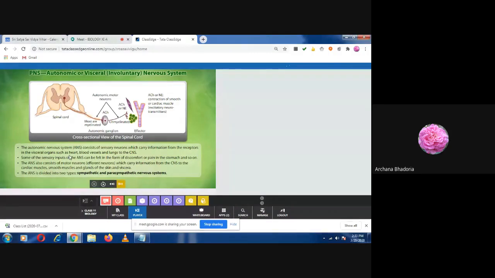And what are the visceral organs? The heart, the blood vessels, and the lungs, and different parts of the alimentary canal also. Okay, liver, they all. Receptors are present in all the visceral organs, and that information will be taken by the sensory neurons, and this will constitute the autonomic nervous system. Now, sensory inputs of the ANS can be felt in the form of discomfort or pain in the stomach, and so on. ANS also consists of motor neurons.